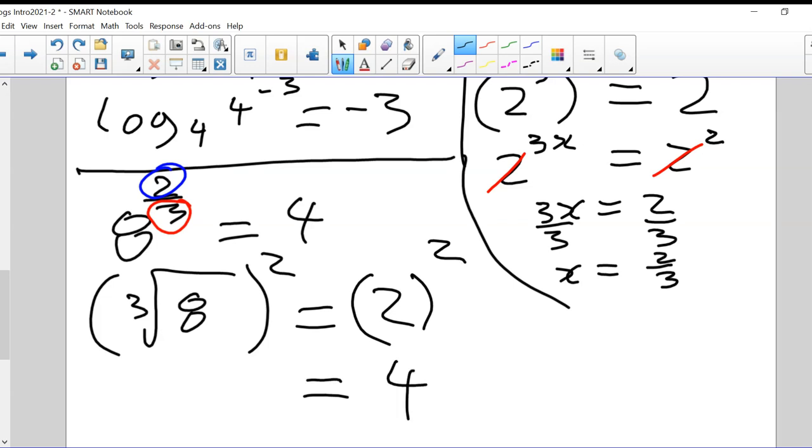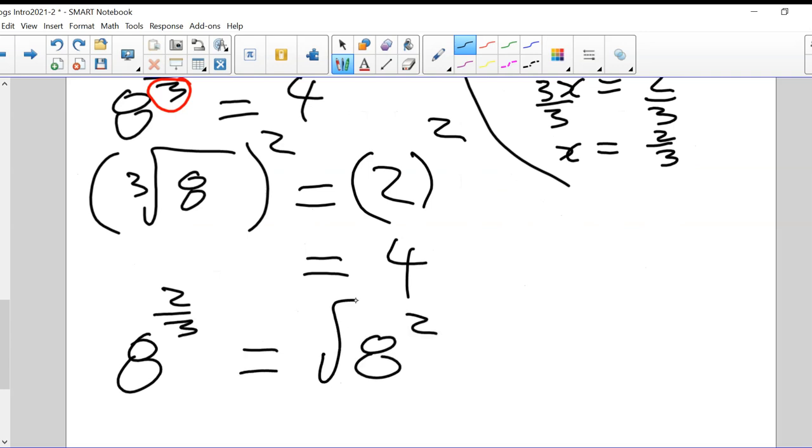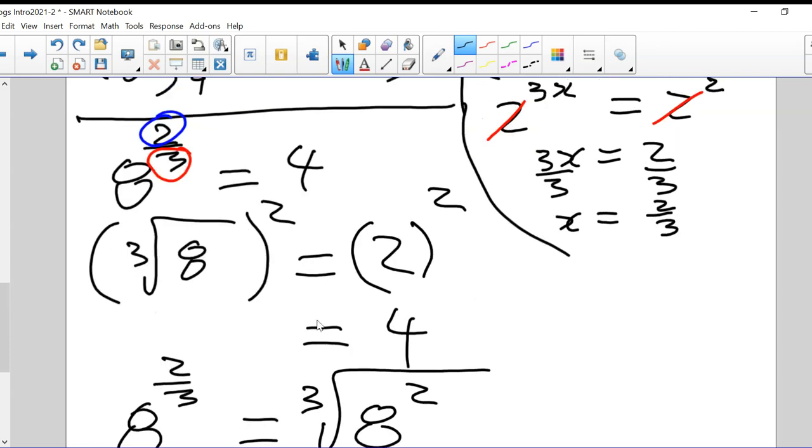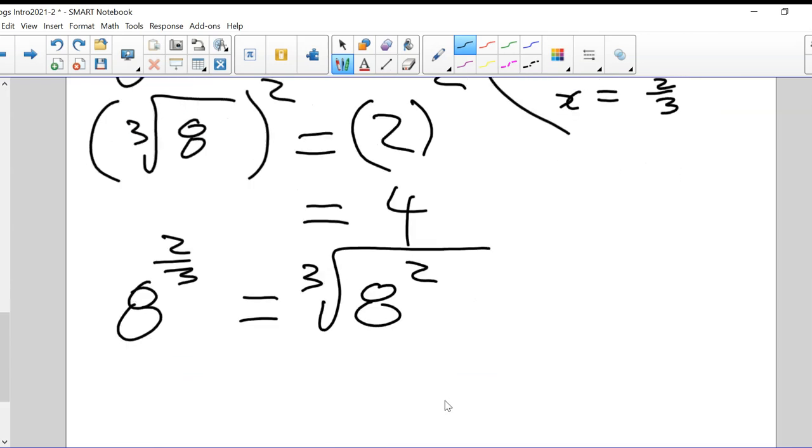Now, I mentioned there were two ways of looking at this. The other way of looking at 8 to the power of 2 over 3 is to take 8 and square it, and then take that number and cube root it. Both actually give you the same answer. So I reverse the process. In the first one, I cube rooted it first, and then I raised it to the power of 2. In this case, I'm raising to the power of 2, and then I'm cube rooting it.